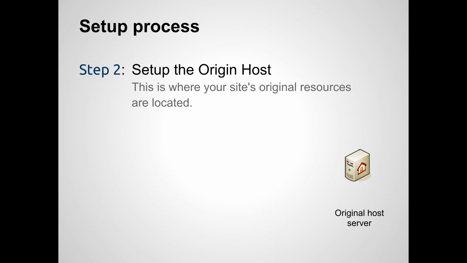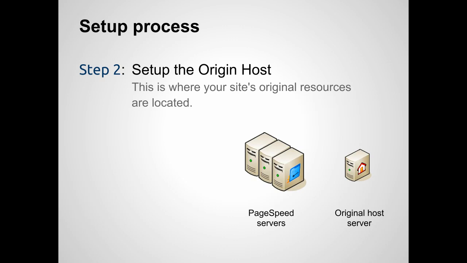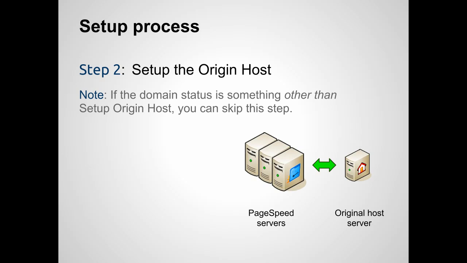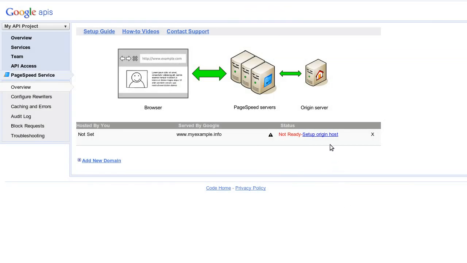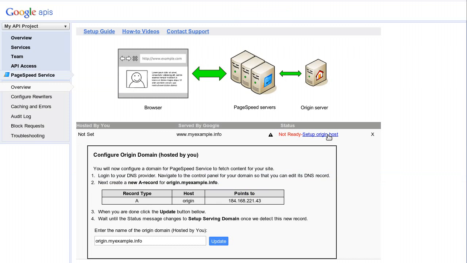The origin host is the original location of your site's resources, namely its HTML, images, and so on. PageSpeed servers will fetch content from this location as needed before serving them to the browser. PageSpeed Service can sometimes automatically set up an origin host suitable for your site. So if the status message in the console is not Set up origin host, you can skip this step. Otherwise, click on the Set up origin host link to reveal specific instructions for your site.